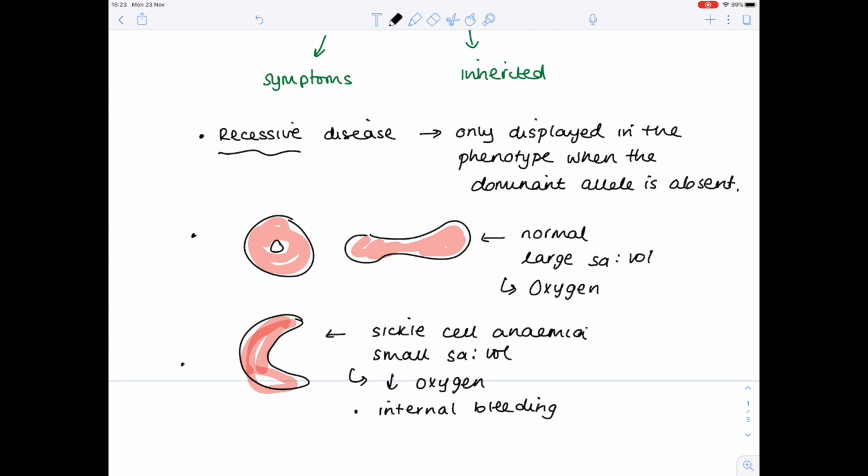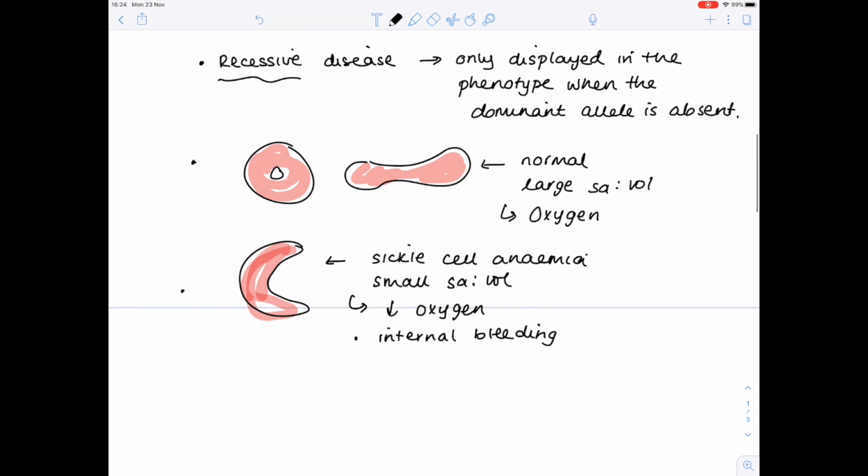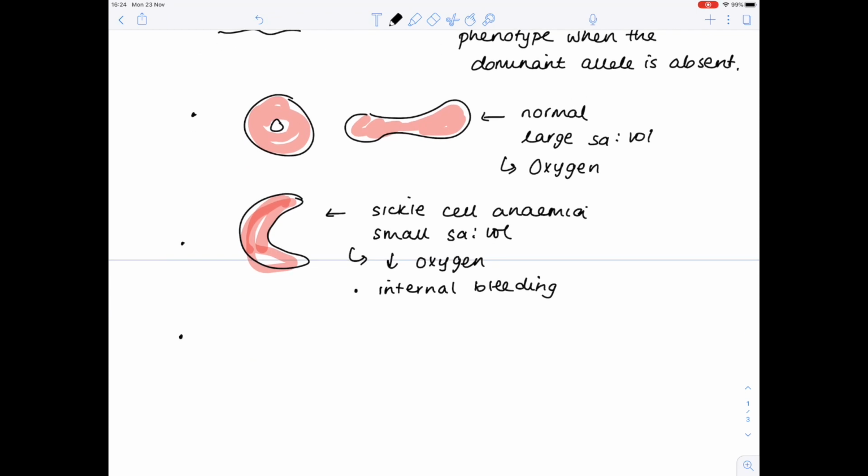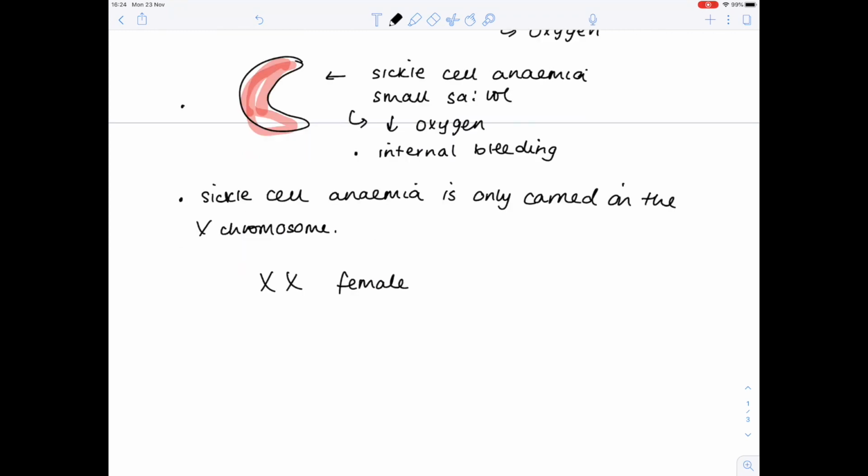Because this video is all to do with how it's inherited, I now need to point out to you that sickle cell anemia is only carried on the X chromosome. But why is that so important? And that's because if you look at the sex chromosomes of a female, remember that she will have 2 X's, and a man will have an X and a Y. So if we say that sickle cell anemia is only carried on the X chromosome, then it can only be carried on these chromosomes. It cannot be carried on the Y chromosome.